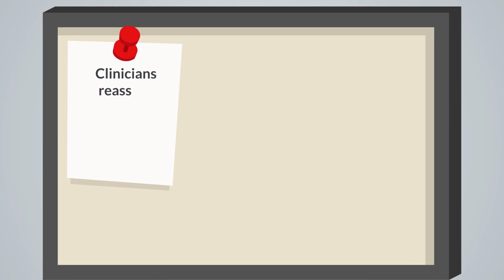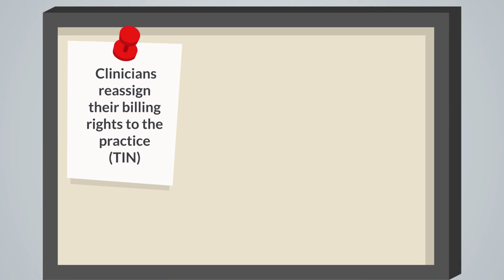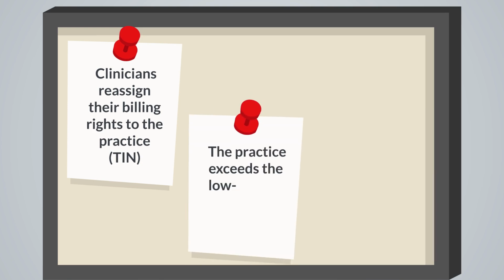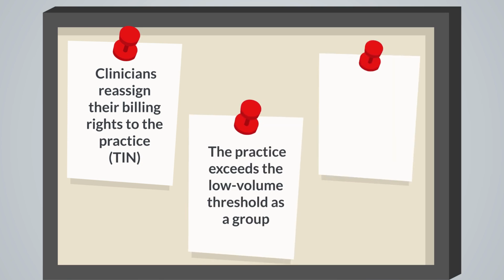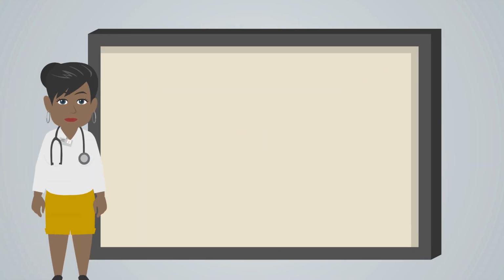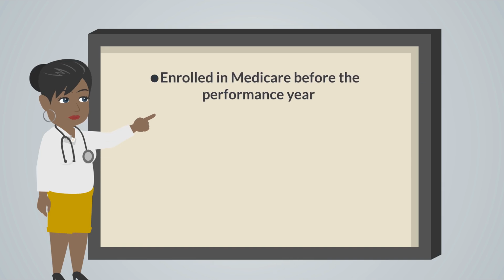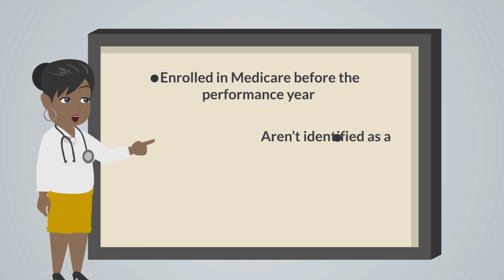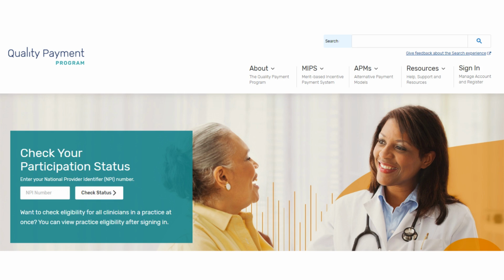In summary, a practice can participate in MIPS at the group level when clinicians reassign their billing rights to the practice's TIN, the practice exceeds the low volume threshold as a group, and the practice submits aggregated data representing all clinicians as appropriate. The MIPS payment adjustment is applied to MIPS eligible clinician types who are enrolled in Medicare before the performance year and aren't identified as a QP.